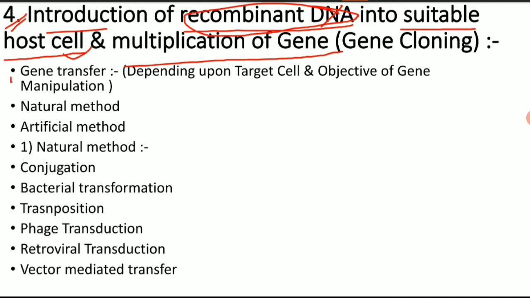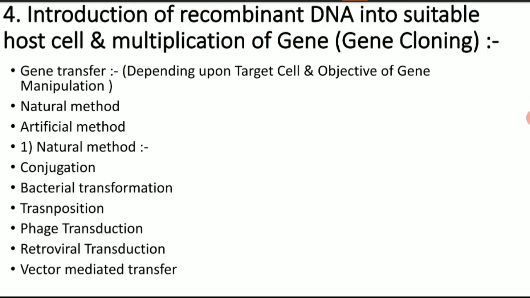Next, there are a number of processes. For the introduction of recombinant DNA into the suitable host, we have different techniques, for example gene transfer techniques. For gene transfer, it depends upon the target cell and the objective of gene manipulation. There are mainly two methods for the introduction of this recombinant DNA, or desired gene, into the host cell: number one is a natural method, number two is an artificial method.